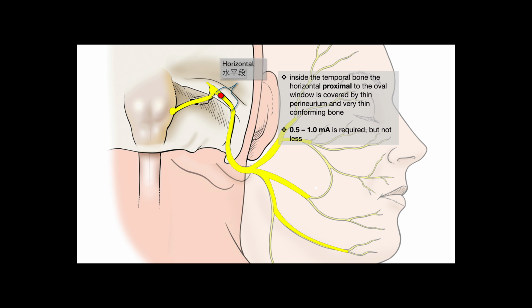Horizontal segment. Within the temporal bone, the horizontal segment runs from the postgeniculate location to the second genu, passing over the oval window. It is surrounded by thin perineurium and lightly conforming bone. Stimulation typically requires between 0.5 and 1.0 milliamps, but sometimes less. At this point, the nerve is well protected, yet still accessible for intraoperative mapping.